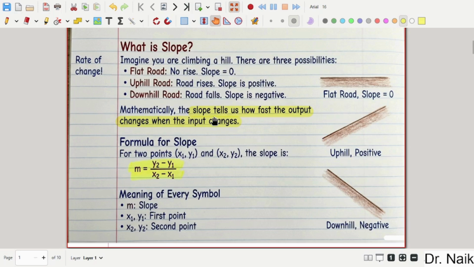Mathematically, the slope tells us how fast the output changes when the input changes. And the formula for slope is m is equal to y2 minus y1 divided by x2 minus x1, where x1 and y1 are the first point, x2 and y2 are the second point, and m is the slope.